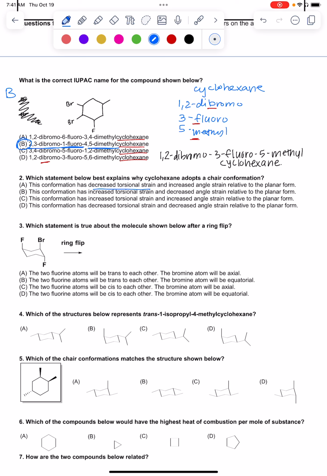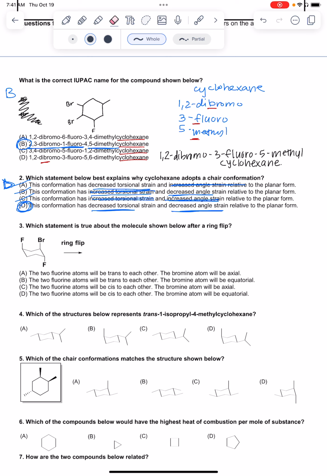That's good. And increased angle strain. That's not good. The conformation has increased torsional strain. That's not good. The next one also says increased torsional strain. I can get rid of it. So those three are wrong. But it has decreased angle strain. That's right. This one says increased angle strain. That can't be right. This one, the conformation has decreased torsional strain and decreased angle strain. That's good. That's the one we want. That's just remembering that the chair conformation has reduced two strains, angle and torsional. It still has some steric strain, but it's not angle or torsional.